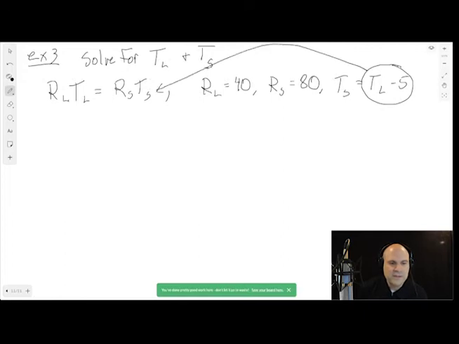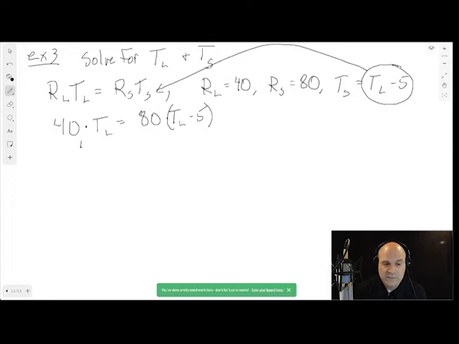So let's rewrite our master equation. R of L equals 40. T of L we don't have, so we're going to rewrite it. R of S equals 80. T of S equals t of L minus 5. So if you just write t of L minus 5 there, see how 80 is only being multiplied by t of L. We want to multiply 80 times all of t of S. So all of t of S is this. So to do that, we need parentheses to say 80, you're going to multiply by everything in there. So we're going to do that.